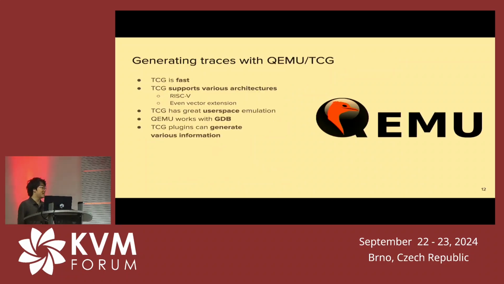But TCG, fortunately, solves all of these problems. TCG is fast and supports various architectures. Especially, it's important to have RISC-V, an open and accessible instruction set for microarchitecture research. And it also has better extensions that provide various interesting topics for microarchitecture research. TCG has great user space emulation and can work with GDB, so it's easy to debug. And finally, TCG plugins provide infrastructure to generate enough information for microarchitecture research.